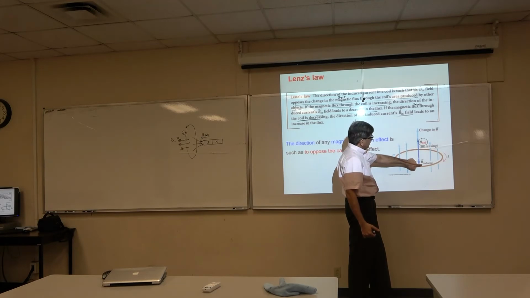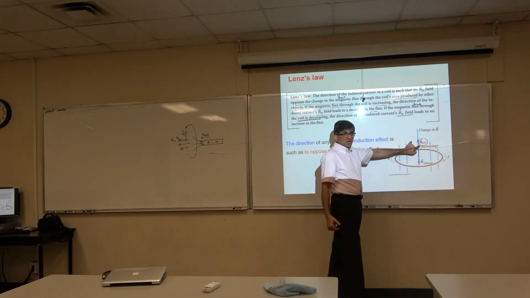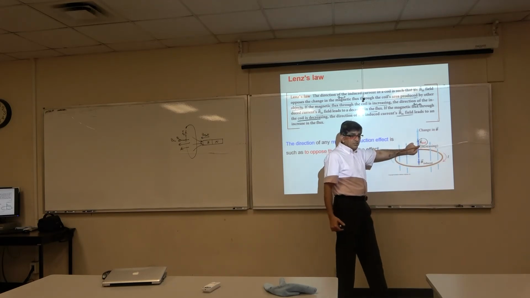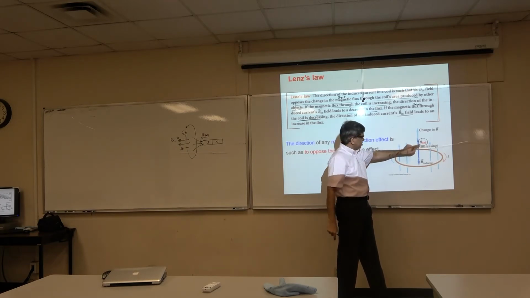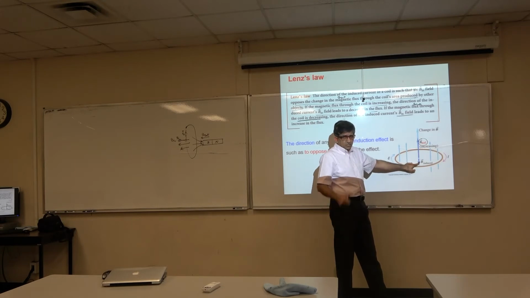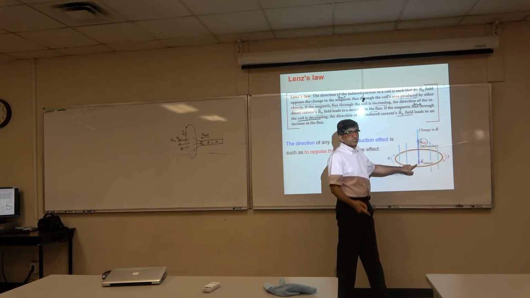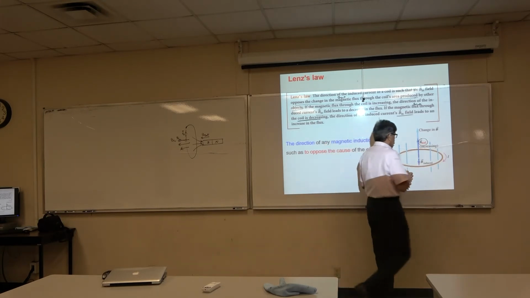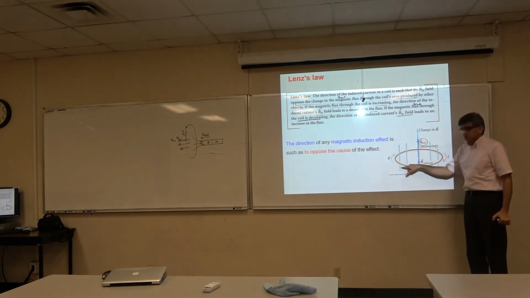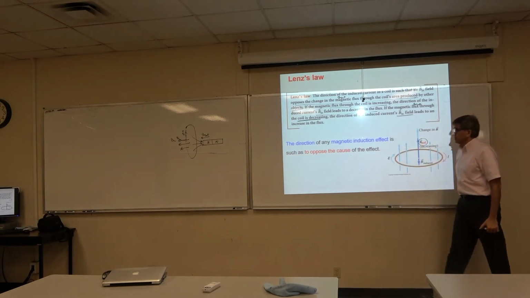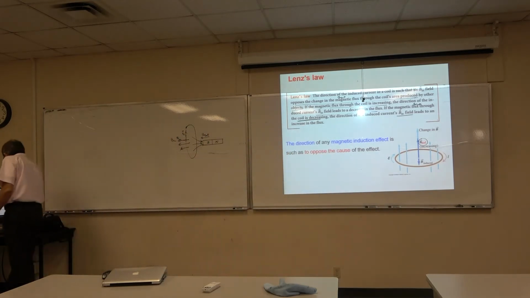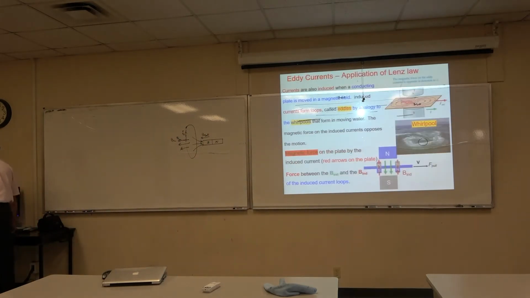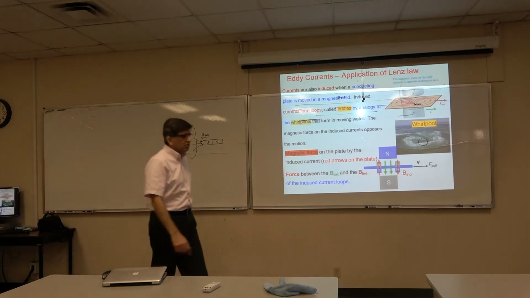This induced magnetic field is opposing the cause, and the cause is the change in the external magnetic field through the coil. So this change in magnetic field, which is the cause, is opposed by the induced magnetic field, which is produced by the induced current through the coil. All right, this is Lenz's law, and this is very important, and it has very large implications, of course.